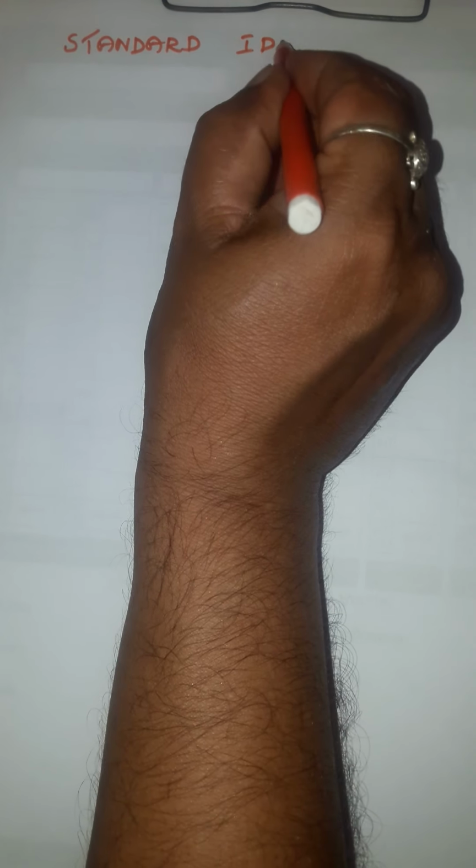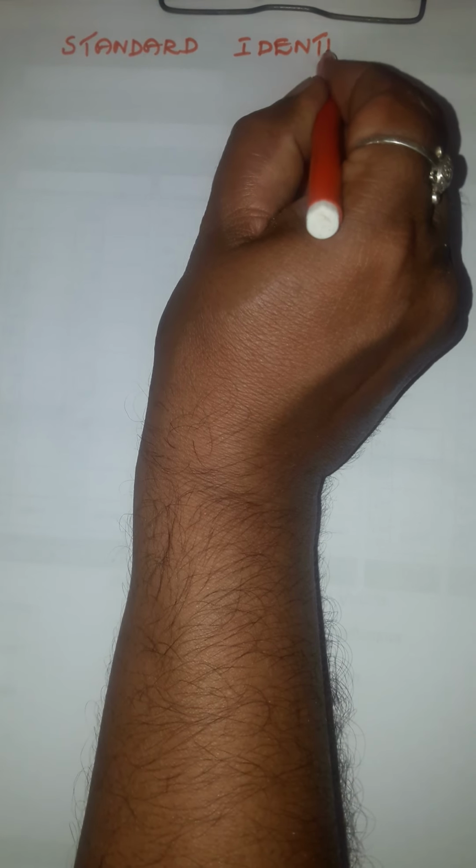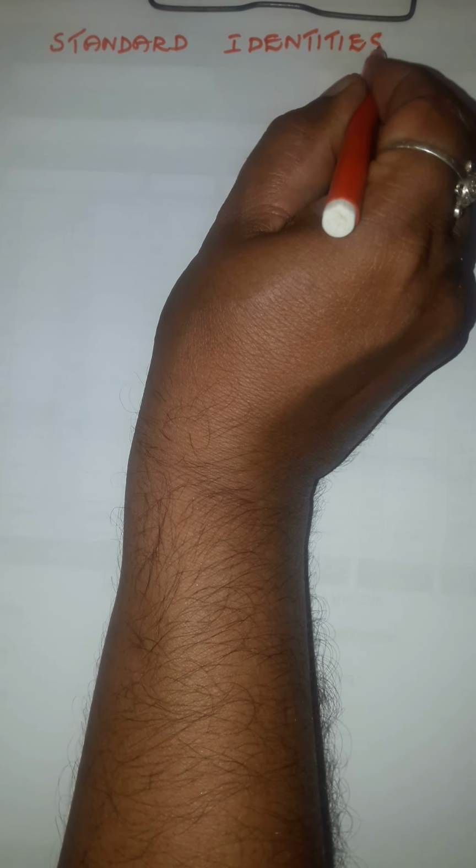Now let us learn some of the standard identities. So you are going to learn some of the standard identities. Standard identities are nothing but again statements of equality which are true for every value of the variables in them. Now how can we generate the standard identities? By multiplying binomial by binomial.